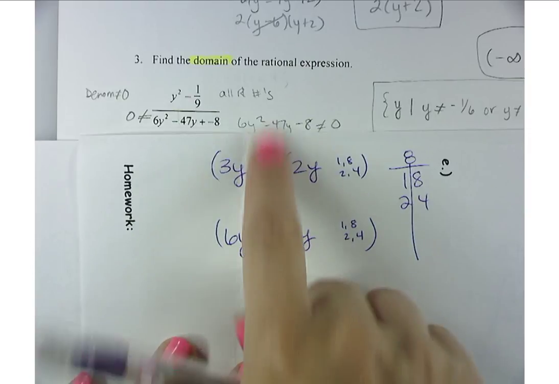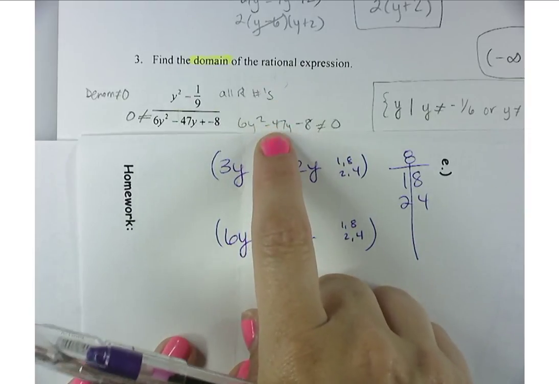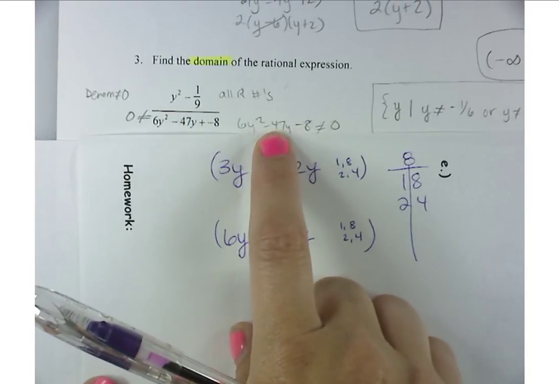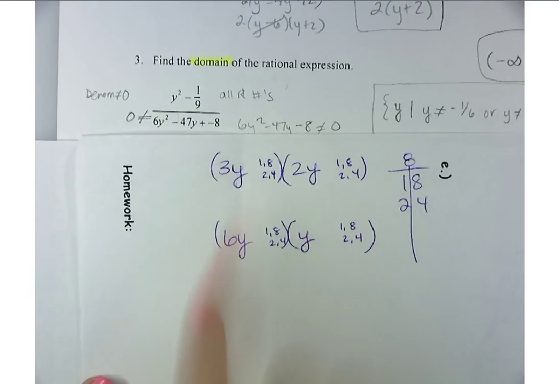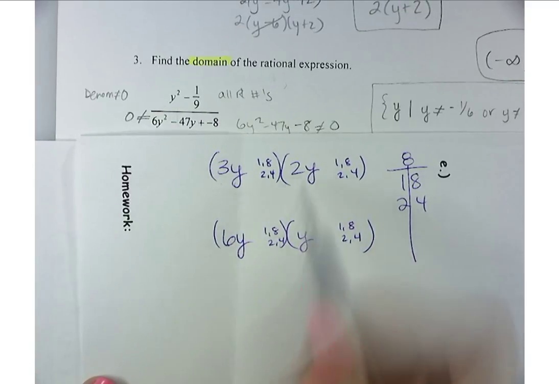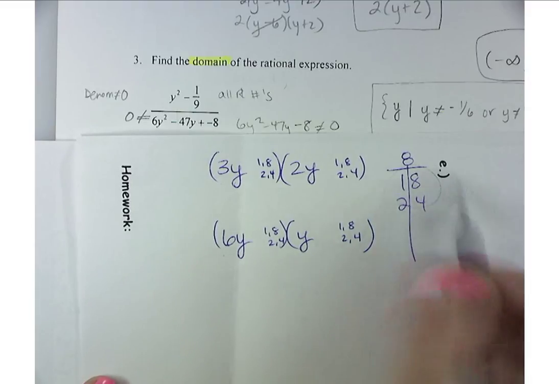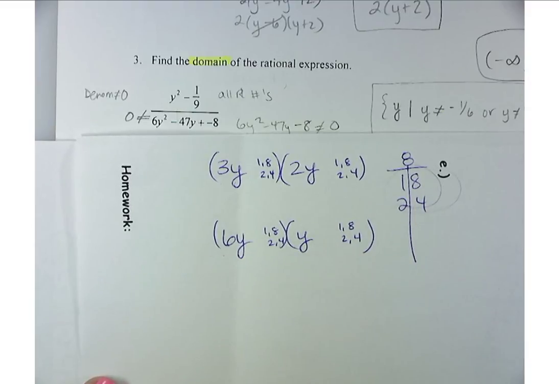Look at the middle number. It's negative 47. That's pretty big, right? So let's take the biggest 2 numbers we have and multiply them. What's the biggest number I have in the front? 6. What's the biggest number I have in my chart? 8. What's 6 times 8? Oh, that seems kind of promising, right?